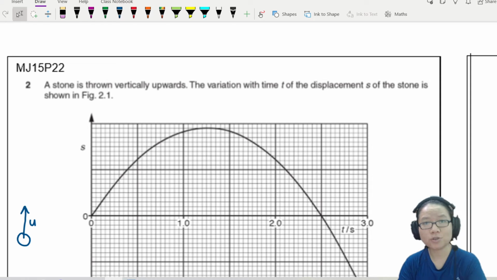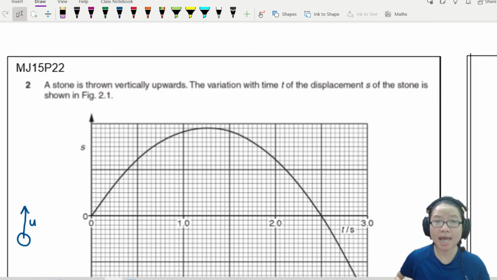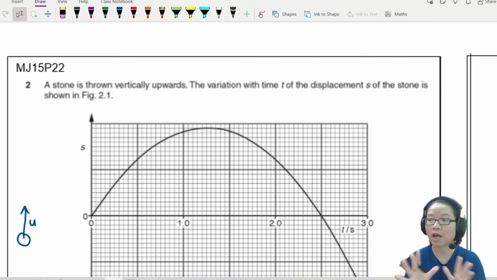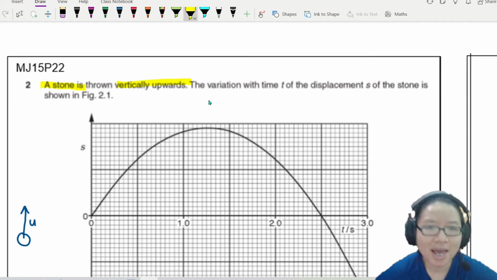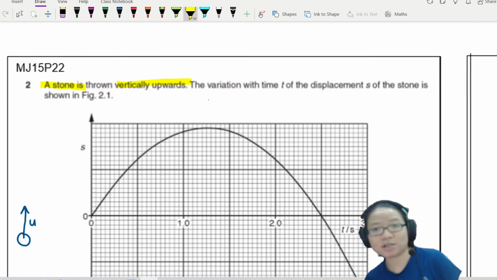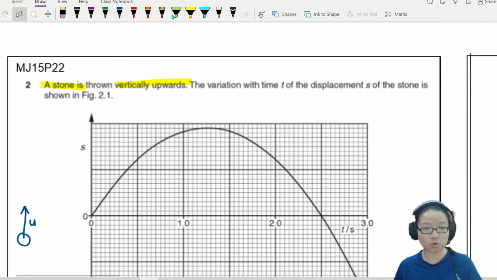In this question, we are going to combine what we have learned from graphing our kinematics, or graphing our motion, and our kinematics equations to try to solve a problem about a stone. So in this question, we say a stone is thrown vertically upwards. So I've drawn the stone here. And the variation with time t of the displacement s of the stone is given.